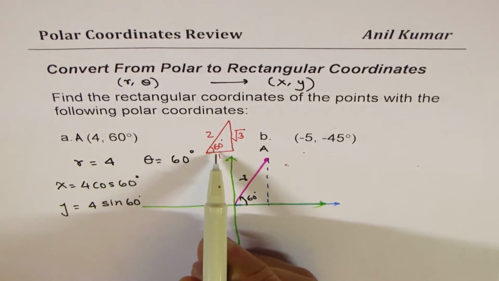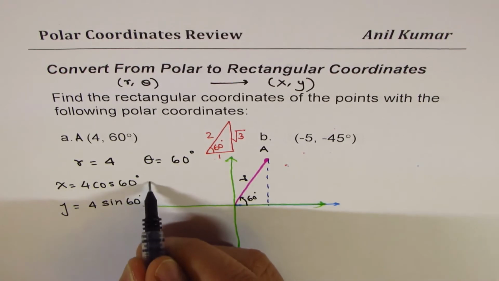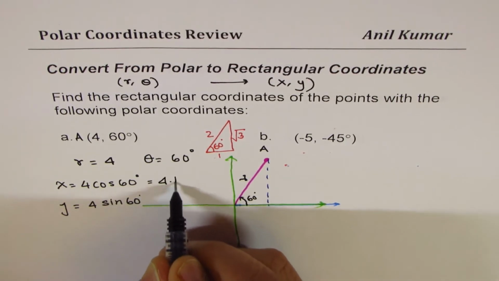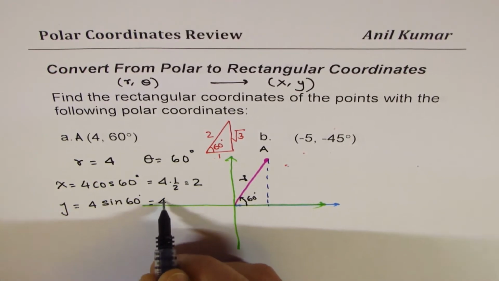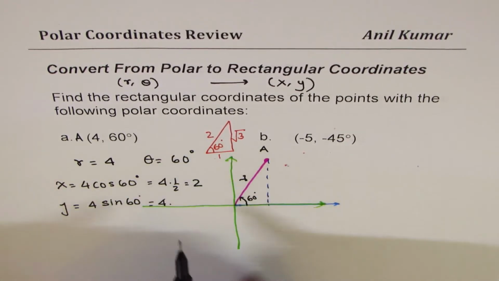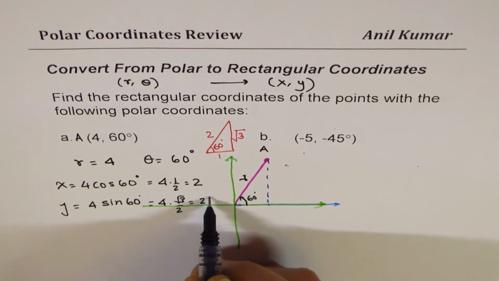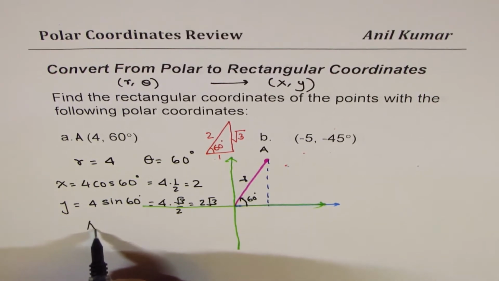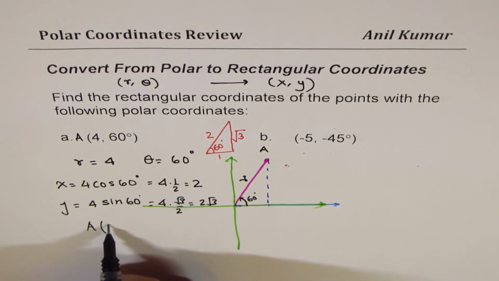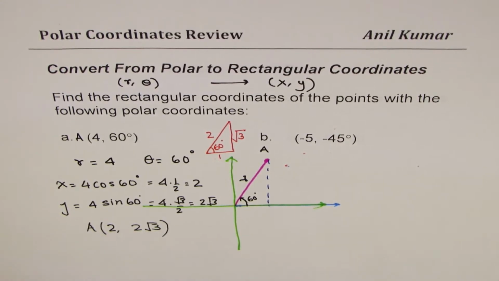So cos of 60 degrees is half, correct? So this value becomes 4 times half, which is 2. And the y value becomes 4 times square root 3 over 2, right? Square root 3 over 2, which is 2 square root 3, correct? And therefore, the point A could be written as (2, 2 square root 3). Perfect. That is how you're going to do it.